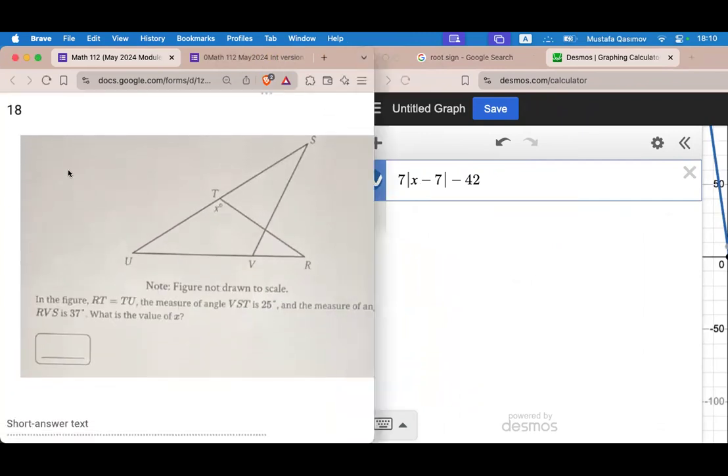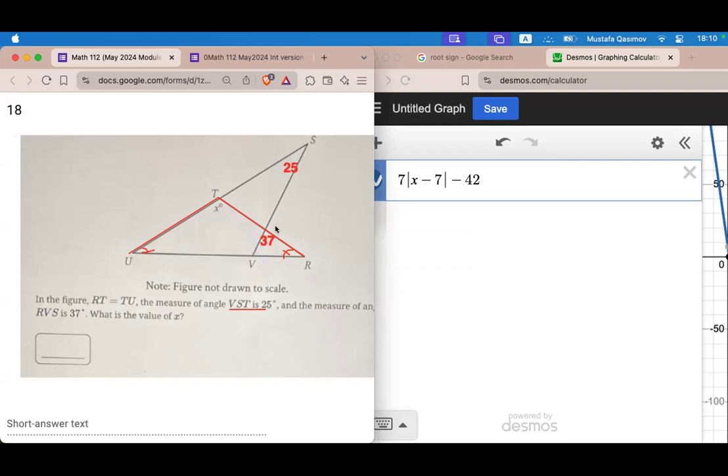18. For 18, it says that RT is equal to TU. Okay, so from here we can say angle U is equal to angle R. So let's also draw it. This one is equal to this one. Then it says VST is equal to 25. Then it says that RVS is equal to 37.